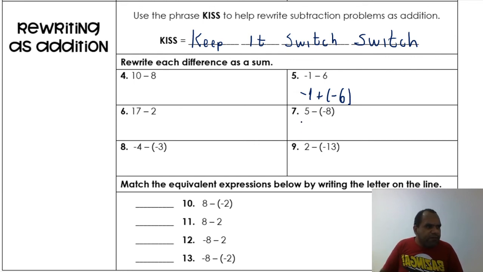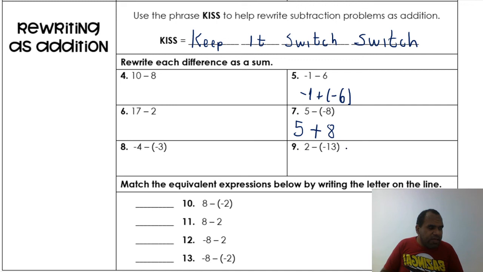The next one, 5 minus negative 8. Rewrite. I need to switch the first sign, and I need to switch the second one. It's negative 8. It will become a positive 8. Instead of writing positive 8 here like this, I just write 8. It's the same thing. Great. Nice.